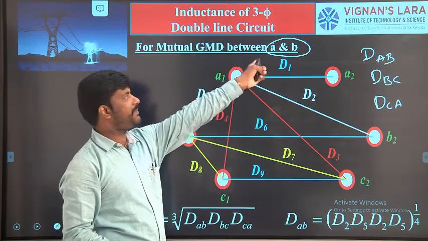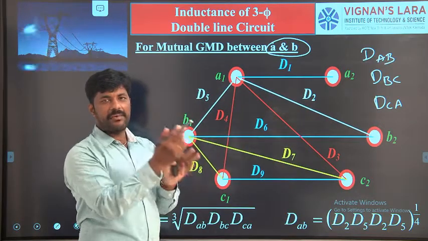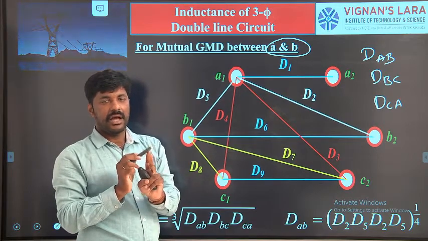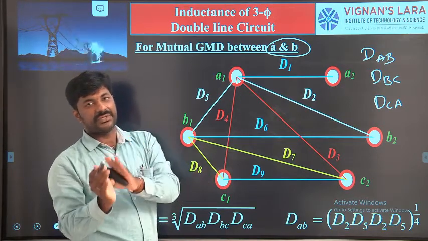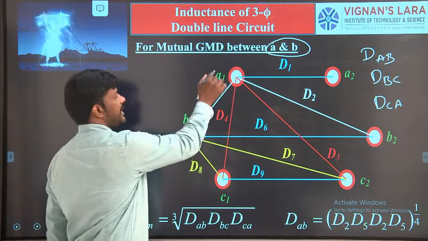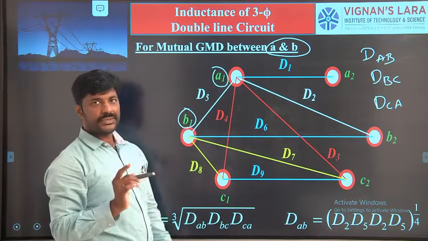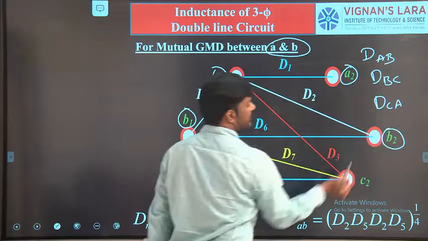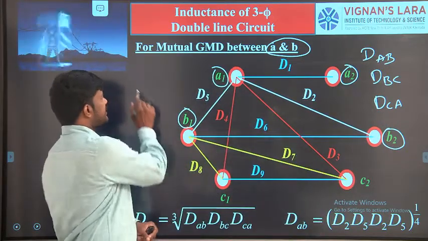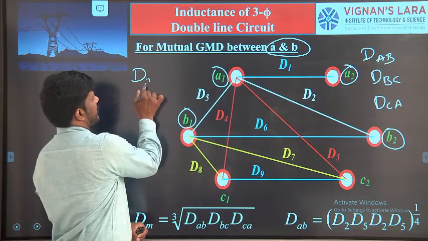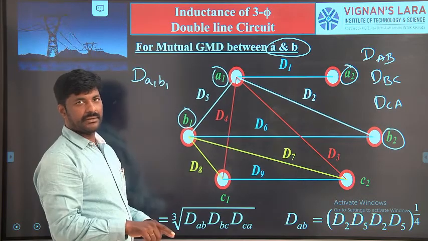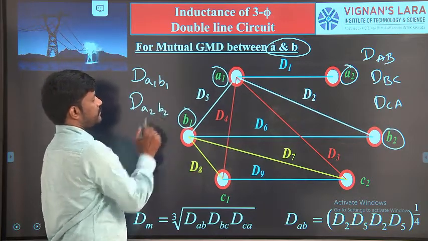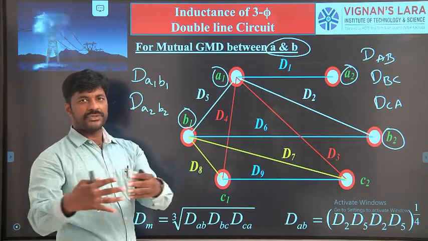Let me check the first, AB. Total 6 conductors. Among 6 conductors, we are concentrating on only 2 conductors. What are they? AB phases of circuit 1 and AB phases of circuit 2. What is the circuit 1 notation? A1, B1. What is the circuit 2 notation of the same phases? A2, B2. Then what are the possible distances? The distances of this AB are A1, B1 of circuit 1. Let me go for circuit 2. Then I will call it A2, B2. 2 independent ones completed.